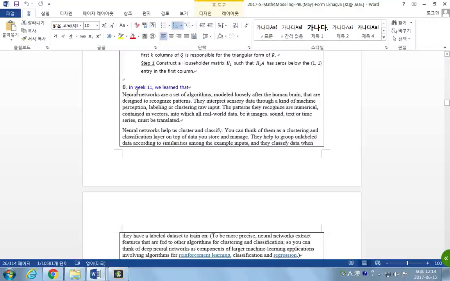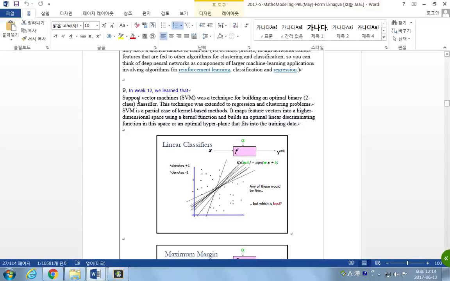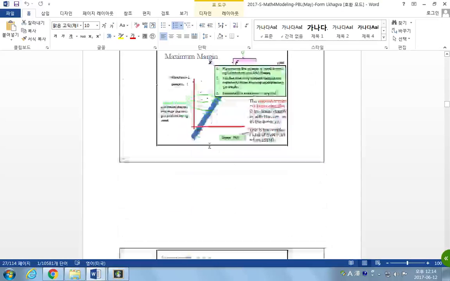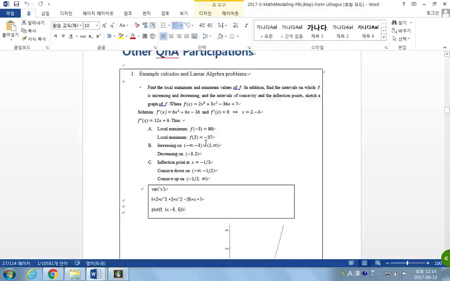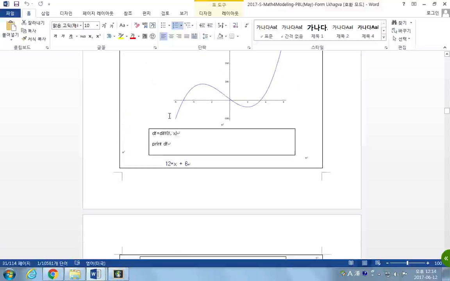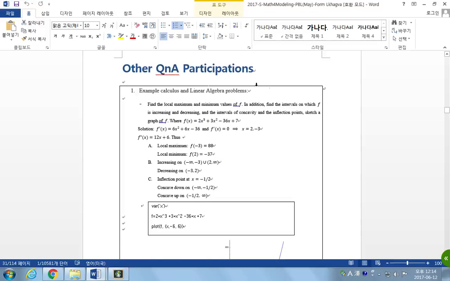11th week was also neural networks. And 12th week we learned support vector machines, and some concepts I summarized here. Next, I will include my Q&A participations here. First, I included in Q&A example calculus and linear algebra problems.